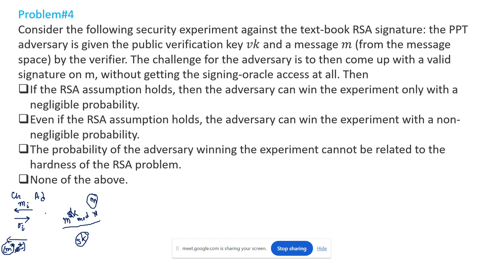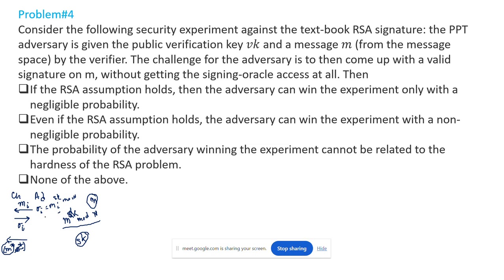If the adversary had access to the signing oracle, what it could try to do is this: it knows that sigma i is mi to the power sk mod n, and like that it would have got many more pairs of mi, sigma i, and then from them somehow it would try to guess some information about sk or something like that. But here it does not have the signing oracle access.